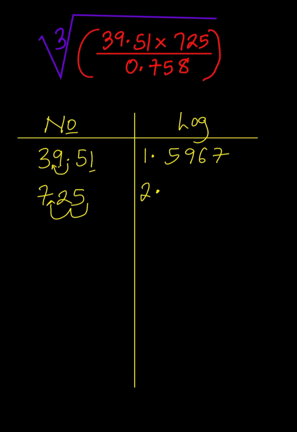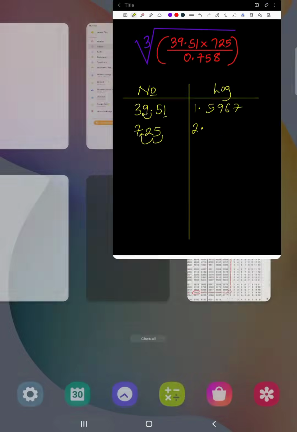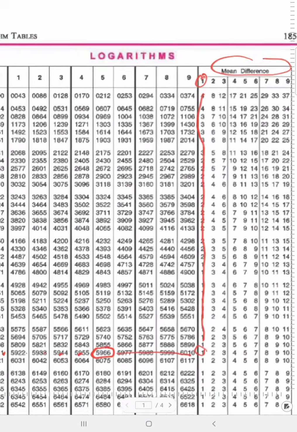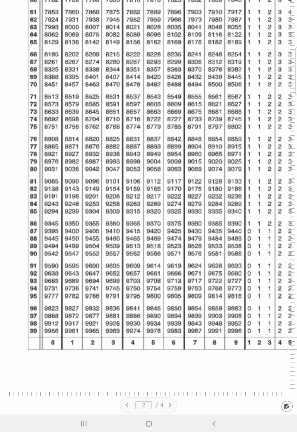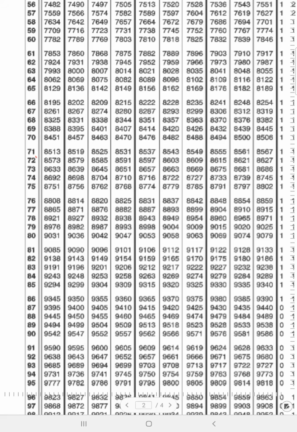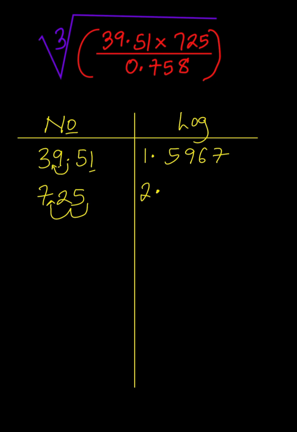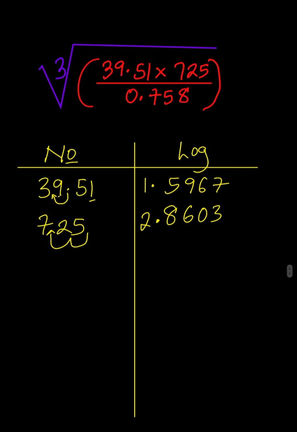You put your point. Then you have to look for the logarithm of 72 under 5. You go to the logarithm table of 72 under 5. So let's check 72 under 5. So here is 72 under 5, 0, 1, 2, 3, 4, 5. So we have 8603. No difference at all. 8603.